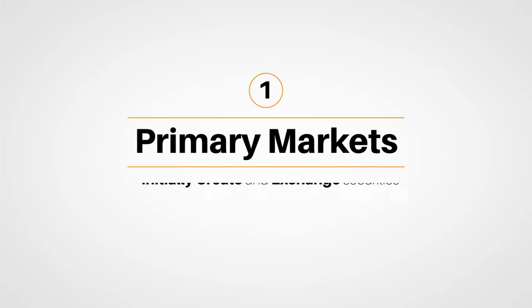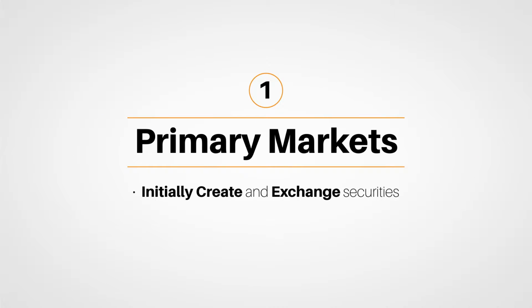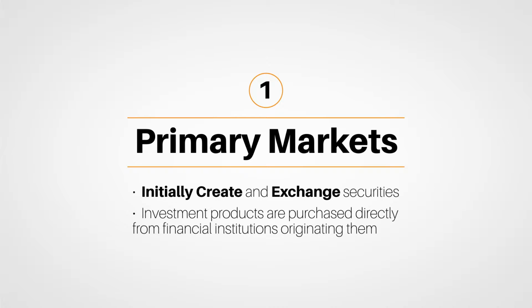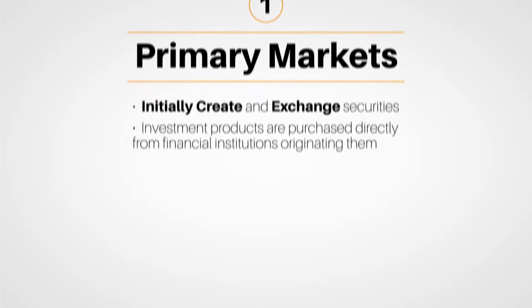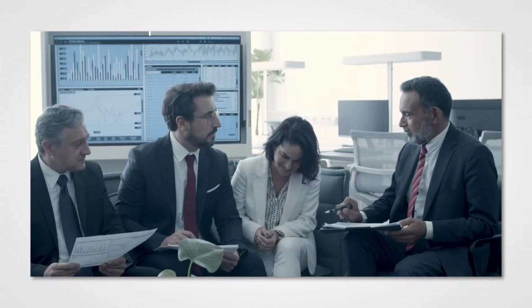Primary markets create and initially exchange securities. In a primary market, investment products are purchased directly from the financial institutions originating them. An example of a primary market exchange would be the purchase of a company's stock during an initial public offering. If financing for a real estate transaction is acquired through the primary market, it means the loan is acquired directly from a financial institution like a bank.